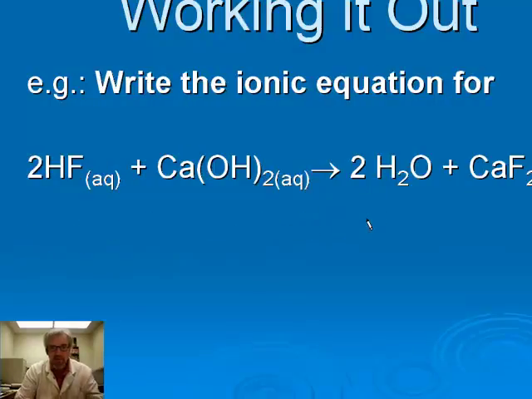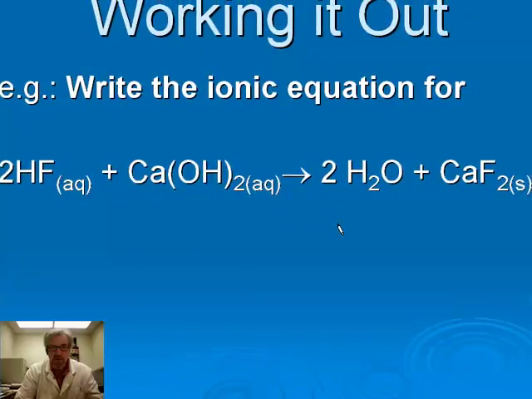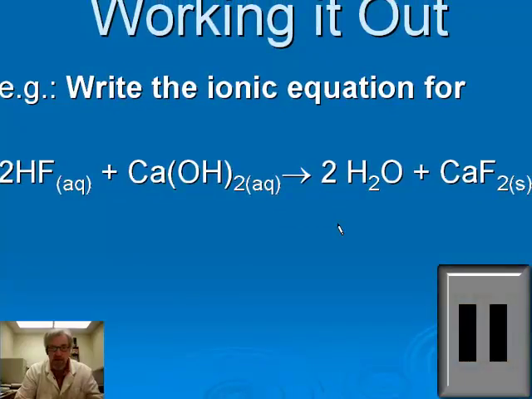This is the last example that you wrote the molecular equation for. Now write the ionic equation for it. Stop the video and try it. Then start the video again when you're ready to look at the answer.